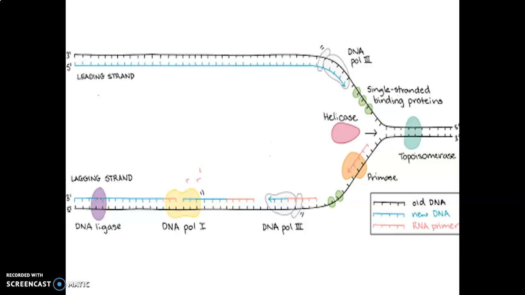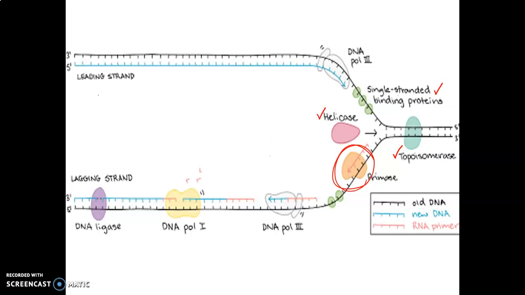So now what do we have going on? I've talked about helicase, so we can check that one off. We've talked about the single-stranded binding proteins, and we've talked about topoisomerase. The next guy I want to talk about is, let's go with primase. So let's go with this guy right here.